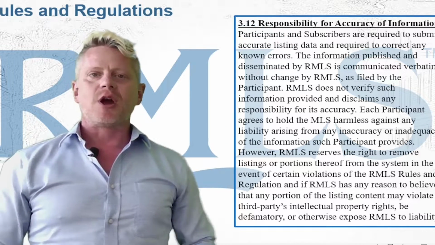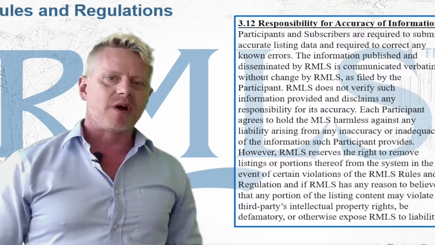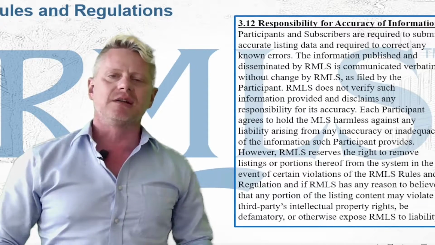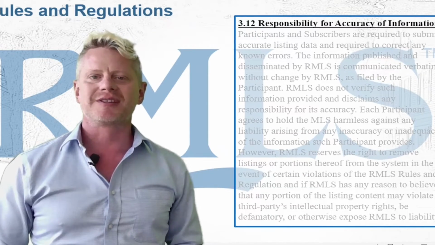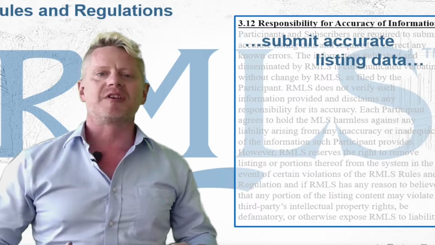Next, we have Rule 3.12, which is talking about the responsibility for accuracy of information. And specifically, who exactly is responsible for the accuracy of the information in a listing? The short answer is, you, the listing agent, are responsible.